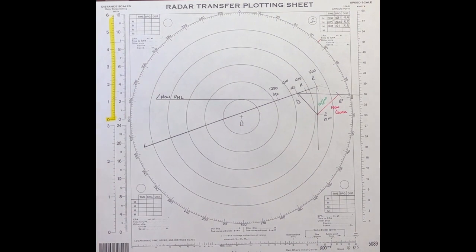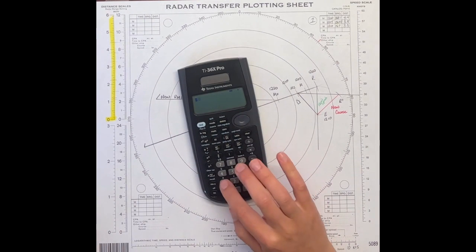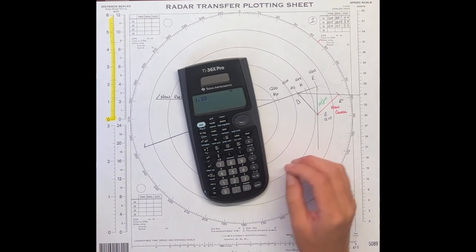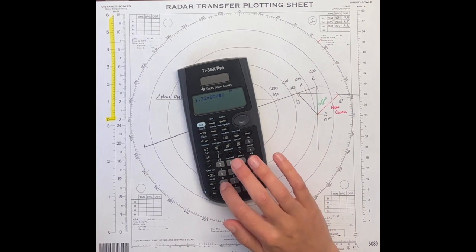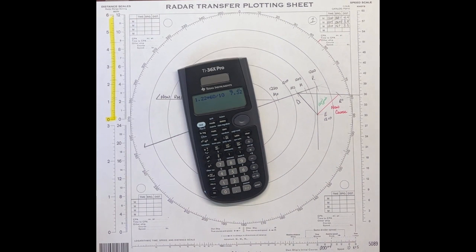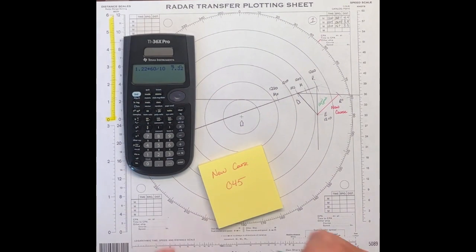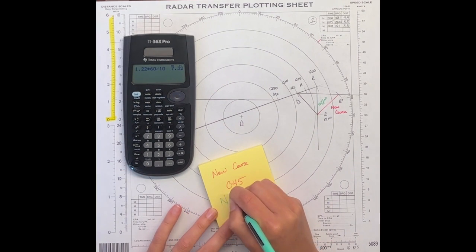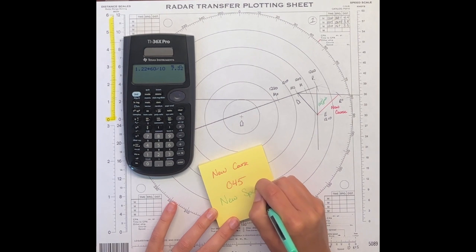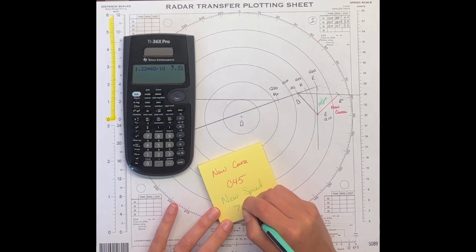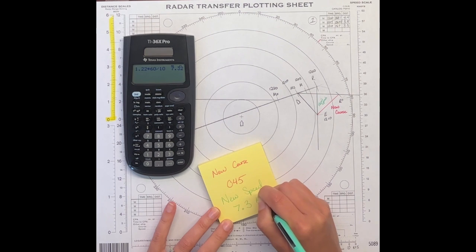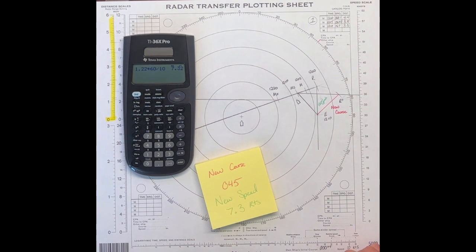Now we could use our brain a little bit on this too. Visually, we were originally going 10 knots. That intersection isn't quite halfway through. It's a little bit more than halfway. So we know we're probably going more than 5 and less than 10. Mathematically, I got 7.32 knots as a speed change. And visually, that works out. So that would be my new speed.